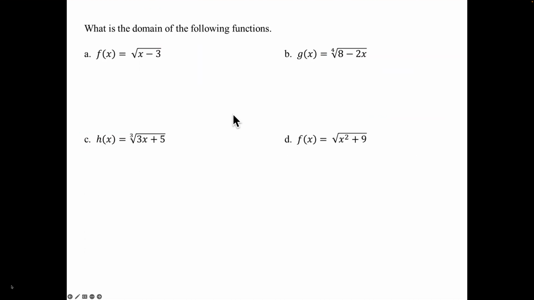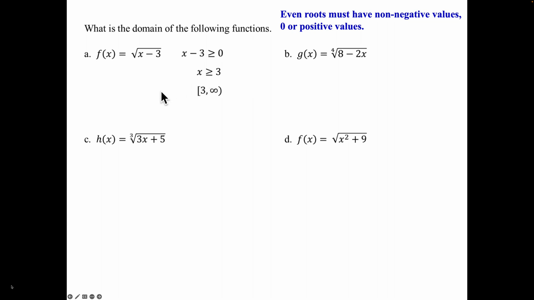All right, what is the domain of these possible crazy functions? Well, the biggest issue is going to be the even roots. Even roots must have non-negative values, 0 or positive, inside the radicand. All right, so what we're going to do is, this is a square root. It's an even root. You take the radicand x minus 3 and you set it greater than or equal to 0. Solve it for x, add over the 3, x is greater than or equal to 3. This is the domain for that function.